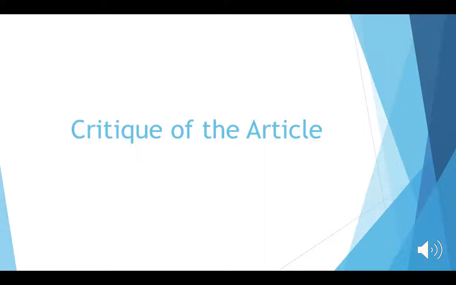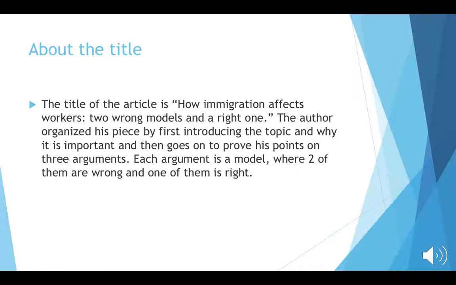Now that you have an idea of the article, I'm going to continue to give my critique of it. Well, first, let's remember the title of the article, How Immigration Affects Workers: Two Wrong Models and One Right. The author organized his piece by first introducing the topic and why it is important, and then goes on to prove his points on three arguments. Each argument is a model where two of them are wrong and one of them is right. Because of this, for me, the title of the article matches the content perfectly. It gave an introduction about what the article is going to be about, and it also mentions how it's going to develop this topic.